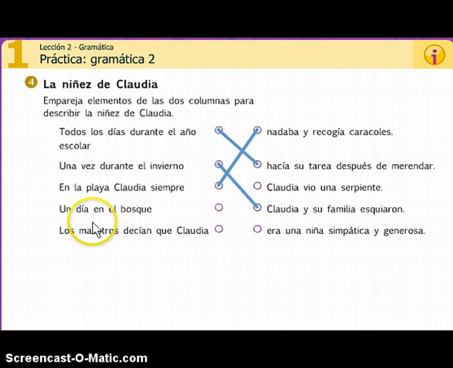Un día en el bosque. One day in the forest. Okay, well, one day right here, big hint that I need preterite. What would you do in the forest? Oh, you might see a snake. And my verb is in the preterite. Awesome.